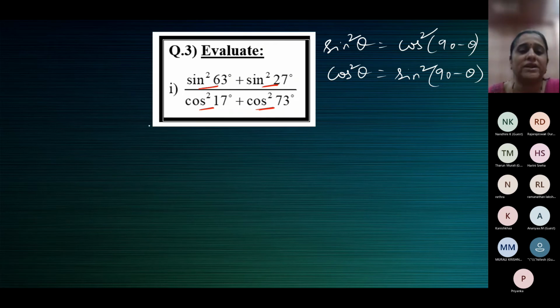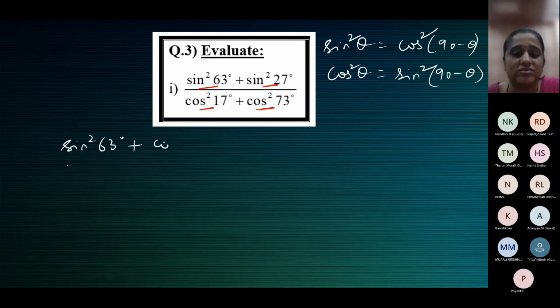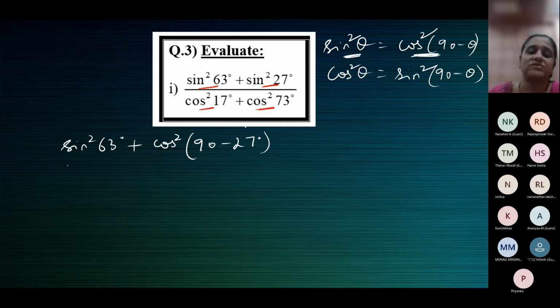Okay, so in the numerator, say we write sine square 63 as it is, plus now sine square 27 degrees. Sine square theta is equal to cos square 90 minus theta. So sine square 27 degrees is equal to cos square 90 minus 27.